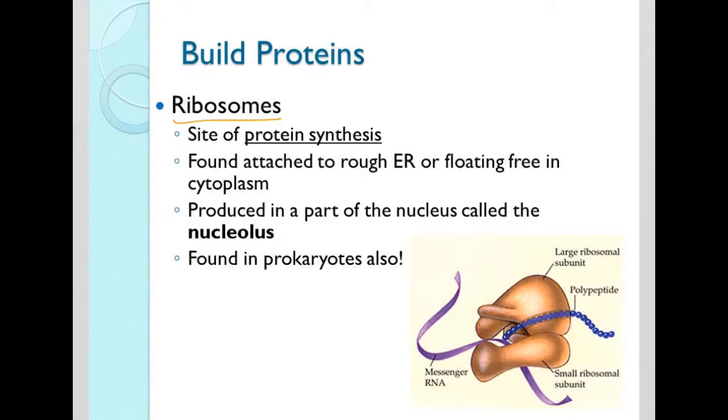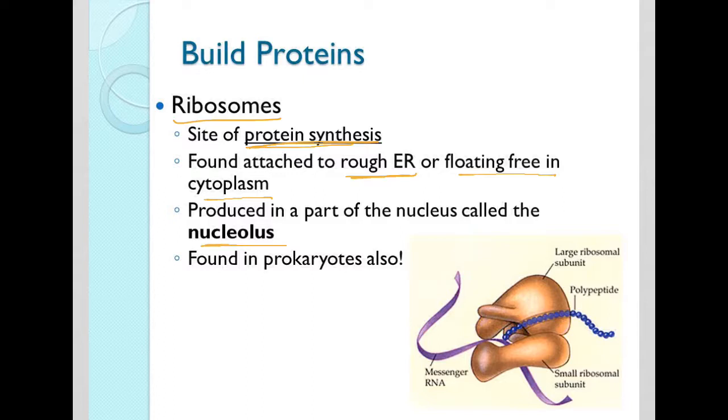Ribosomes are going to be the site of protein synthesis, that creation of proteins. Ribosomes are found attached to the rough ER, which we haven't talked about yet, but we will, or they can be floating free in the cytoplasm. Both ribosomes, on the rough ER or floating free, are the same sort of ribosomes. There's nothing really that different about them. They're produced in the nucleolus, which we discussed in our first organelles video.